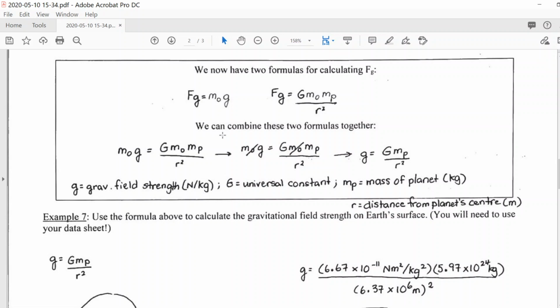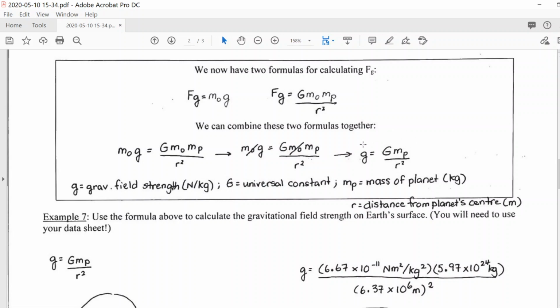What we're going to do is combine those two formulas together. Because they're both equal to Fg, we're going to take MOg and G MO MP over r squared, and we're going to make them equal to one another. And what I'd like you to notice is that MO shows up on both sides of the equal sign. So that means I can divide both sides here by MO, and MO will cancel out, leaving me with little g equals big G times the mass of the planet over r squared.